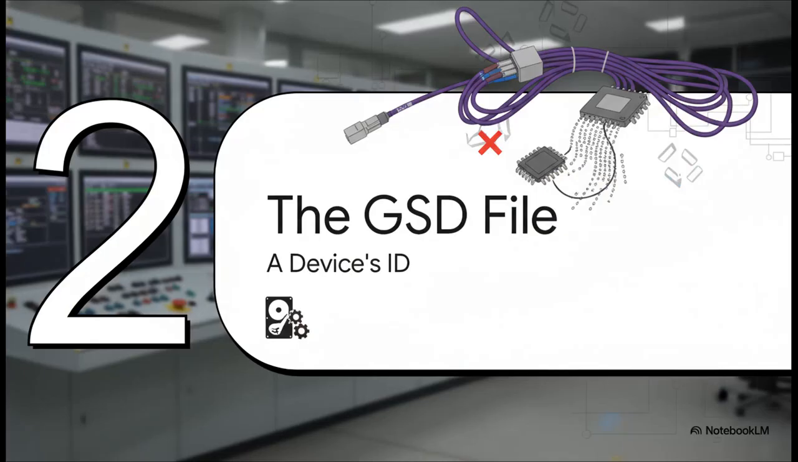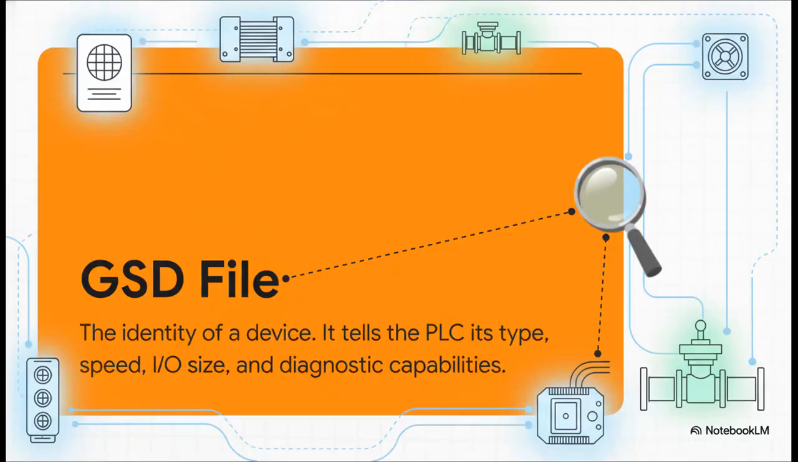All right, let's move on to something that's often overlooked but causes so many headaches. We're talking about the GSD file. Getting this wrong is a classic mistake, and it can stop a project dead in its tracks. So, what even is it? Well, the GSD file is basically a digital passport for every single device on your network. It's a little text file that tells the main PLC exactly what it's talking to. Is it a drive, an I/O block? It lays out all the rules for communication.